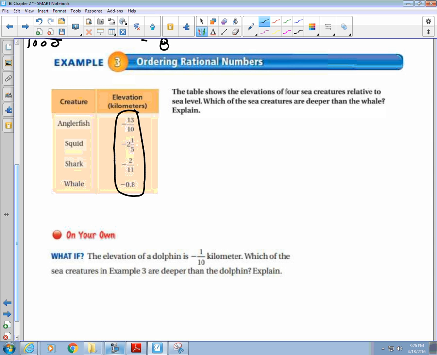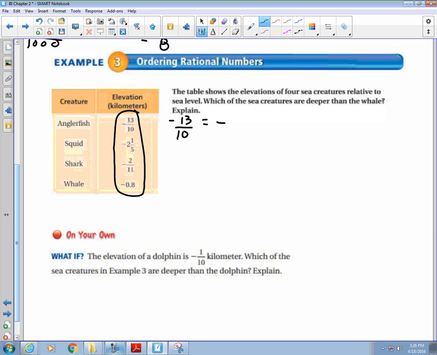Especially at some point you'll be able to use calculators to do this. For today's example, I'm not going to worry about calculators. I'm just going to do it with long division. So I'm going to change the first one, negative 13 tenths, into decimal. So I know my answer is going to be negative, so I'm going to carry that negative sign over. And I'm going to do the division.